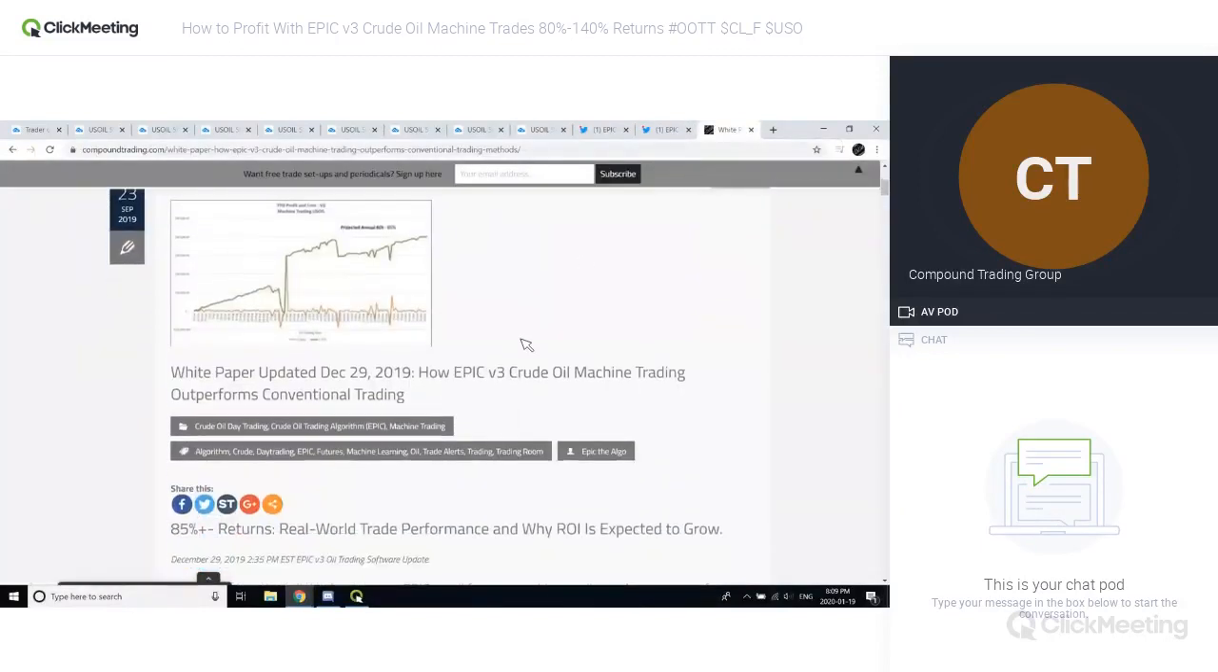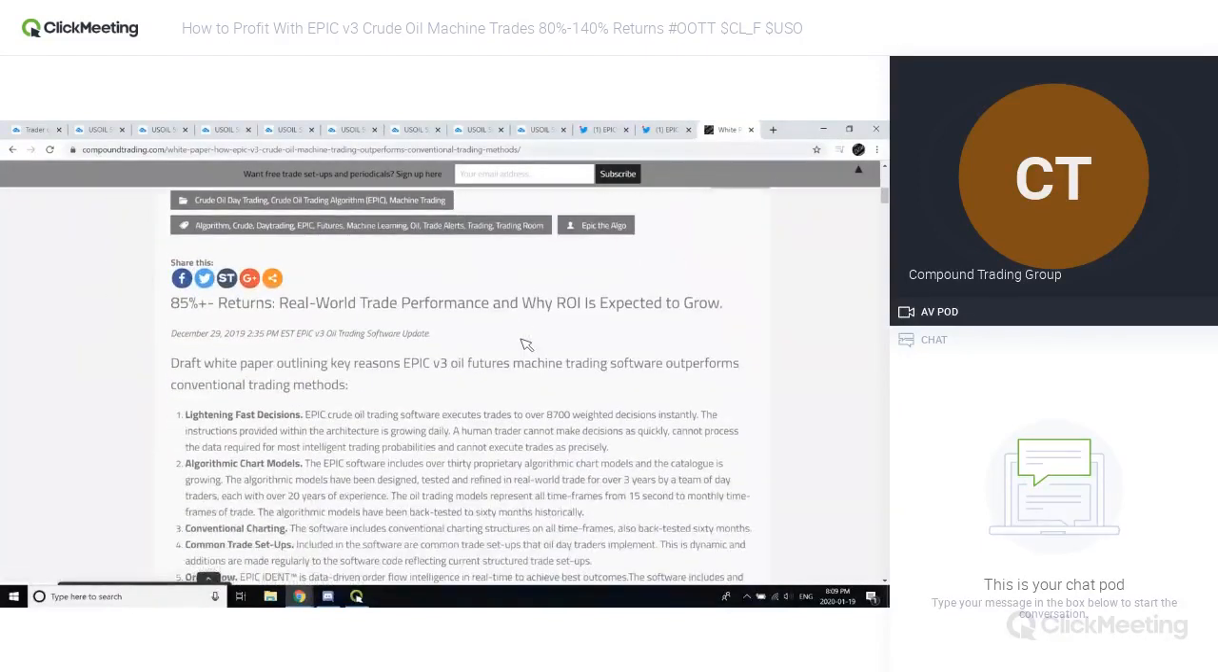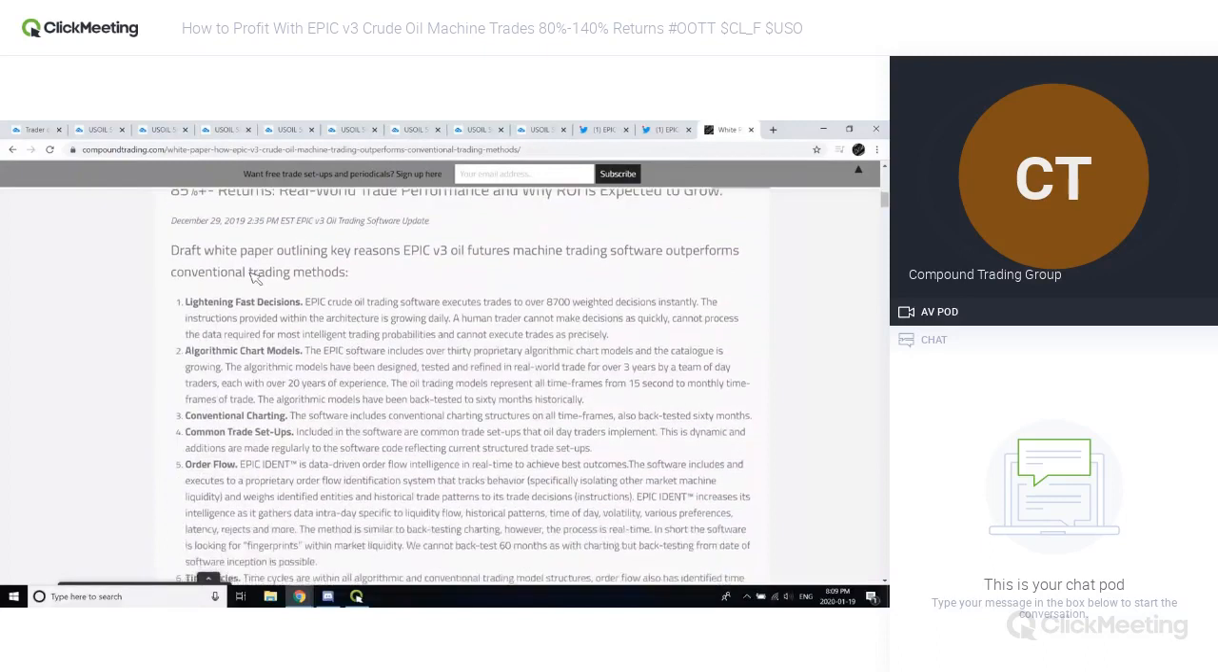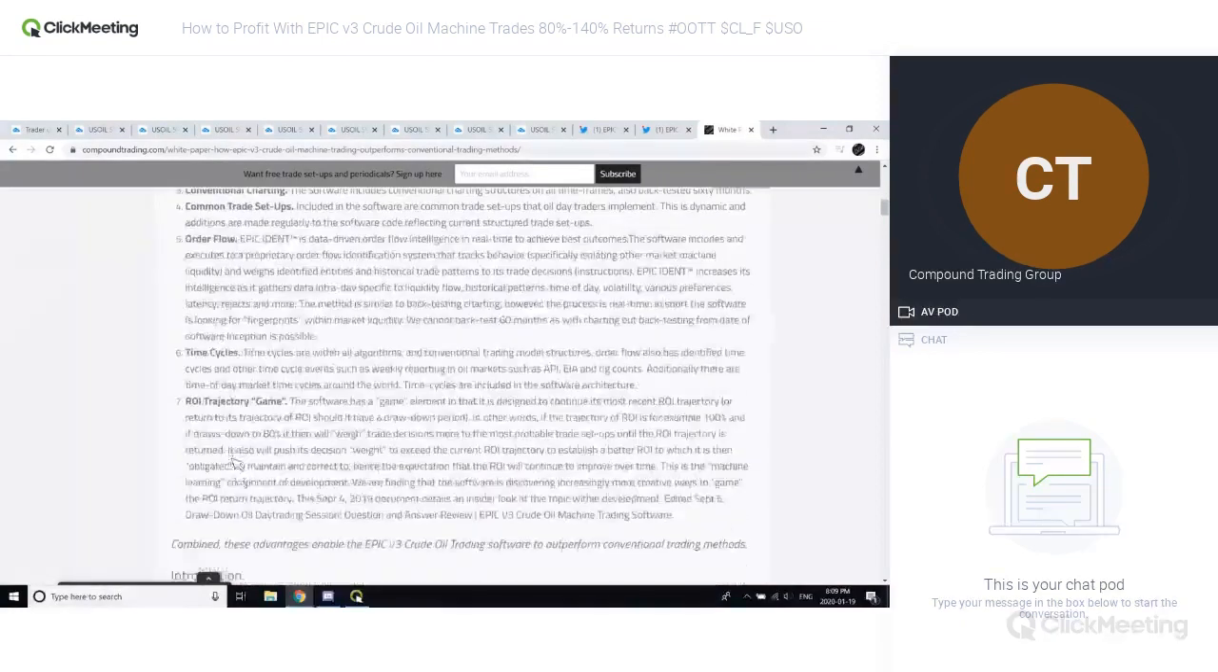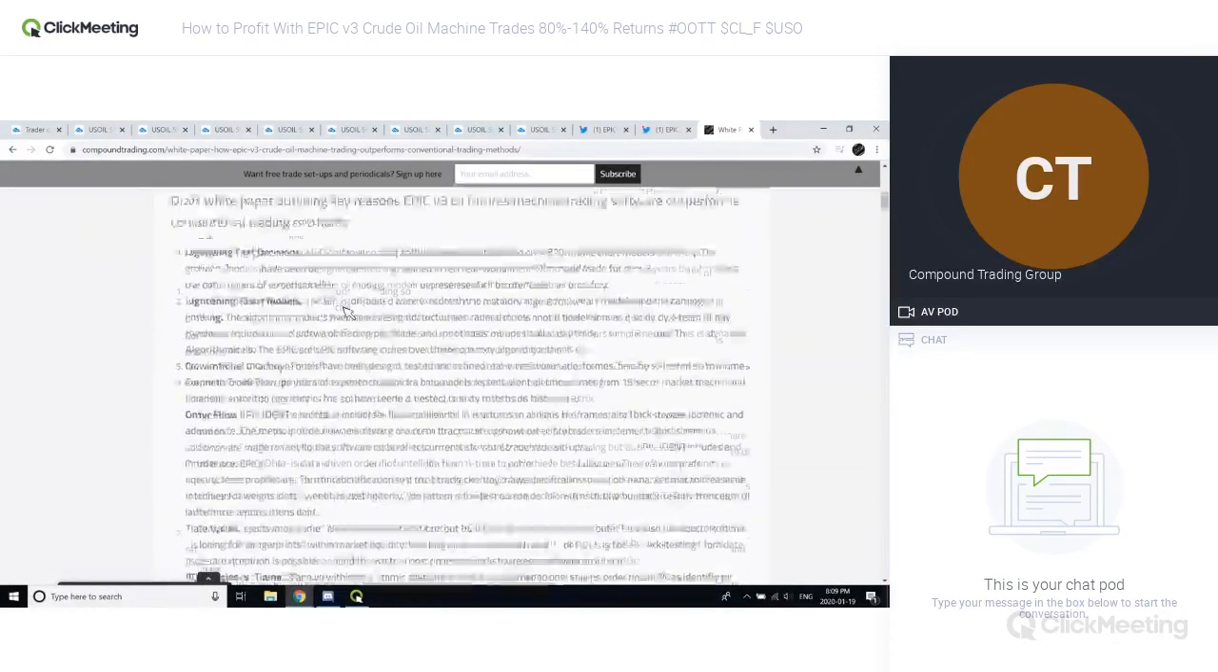So getting into the white paper specifically, over time, we started coding a few years ago. We started actually coding what we thought was the way it was, and we've learned over time, and now Epic does quite well. So this is a draft paper outlining key reasons Epic outperforms conventional trading. So here's a summary, the 7 primary reasons.